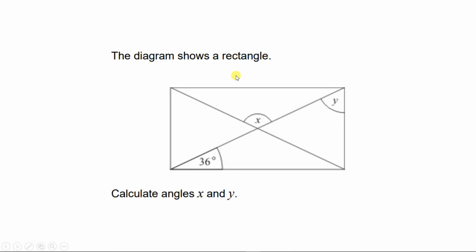This diagram shows a rectangle. Calculate angles X and Y. Now let's start with angle Y. The first thing I spot is that we can use Z angles here. So if this angle is 36 degrees, the angle on the opposite side will also be 36 degrees. And here we have a corner of a rectangle, so we need to make sure that angle Y plus 36 equals 90. So if we take 36 away from 90, that gives us angle Y, 54 degrees.